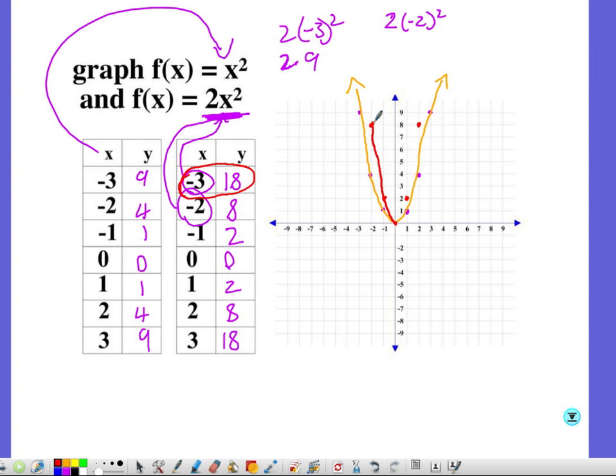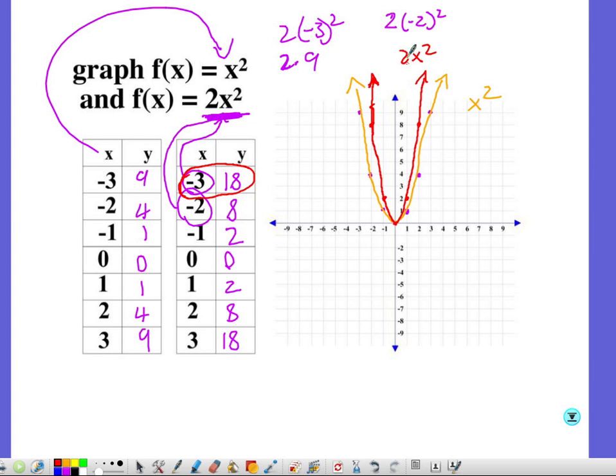Now, when we connect these points, take a look at what happens here. And I want you to ask yourself, are these graphs exactly the same? The answer is no. The orange one is x squared, and the red graph is 2x squared.